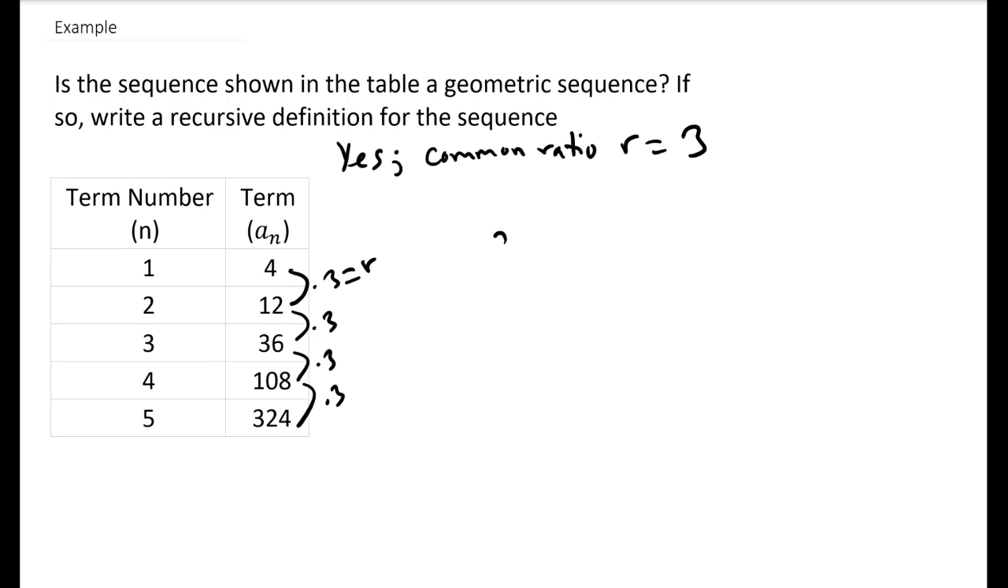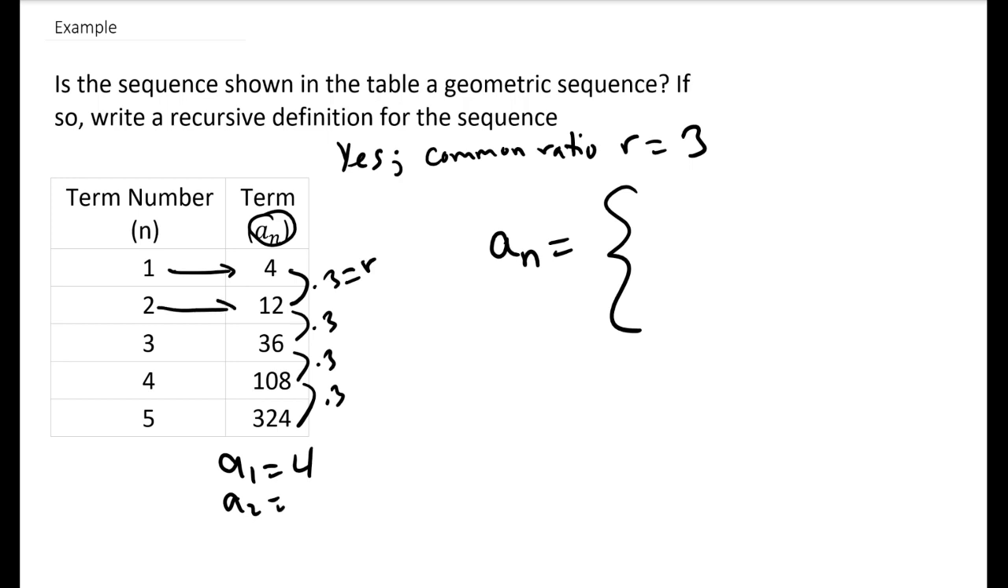Well, first we're going to say a n equals. So a n is used to represent a given term. Okay, so for example, a1 is equal to 4. So this is a1. a2 is equal to 12. So these are the specific terms in that sequence. And then a3 is 36, and so on.